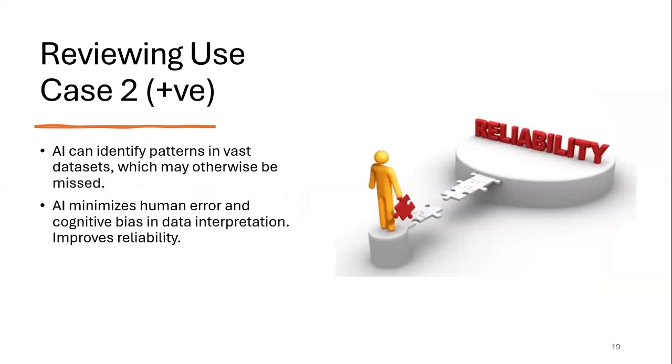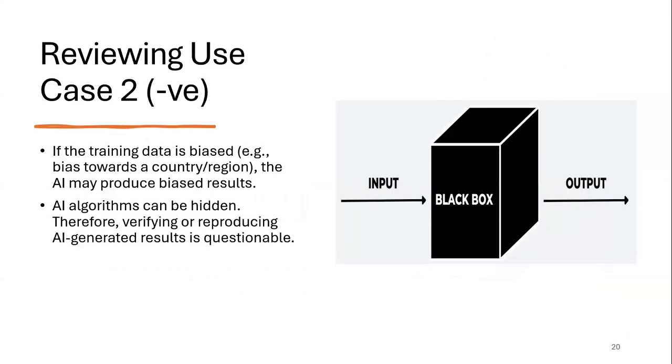So if we review use case 2, there are several positive aspects, but there are also negative aspects. Most of the AI applications are like black boxes. We don't know the algorithms inside, so we don't know what is happening inside. And an important area in research ethics is that research should be reproducible: another person can get the same results when we do it again. So that is questionable when using AI applications.